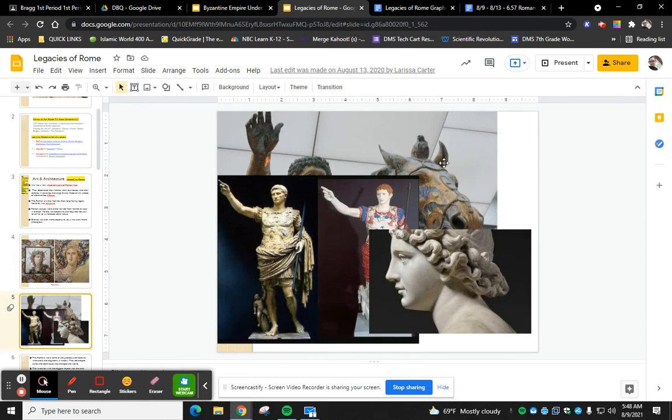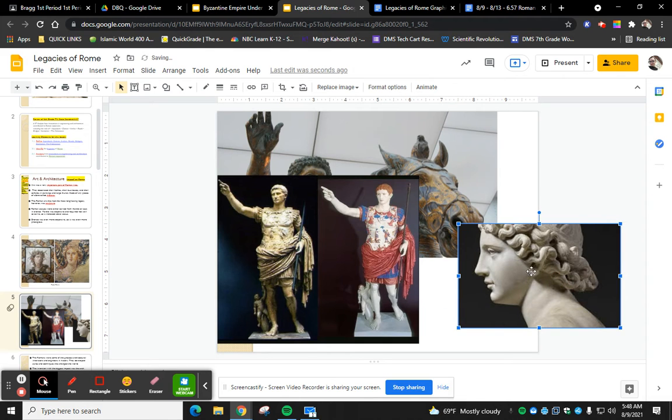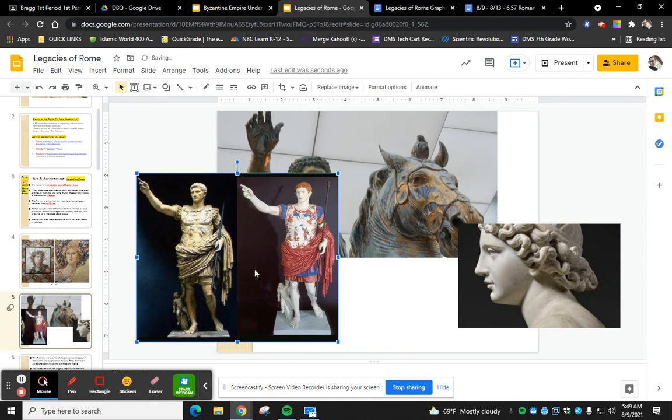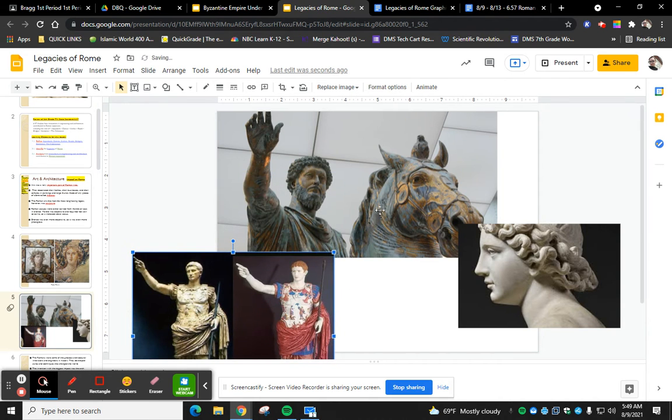Then here are many different examples of the actual sculptures. This one is made of marble. This one is also made out of marble, but it's been repainted. A lot of these statues were painted at the beginning, and as time has gone on, the paint has worn off. So this is what people think it actually looked like with the paint on it. And then this one is in bronze.